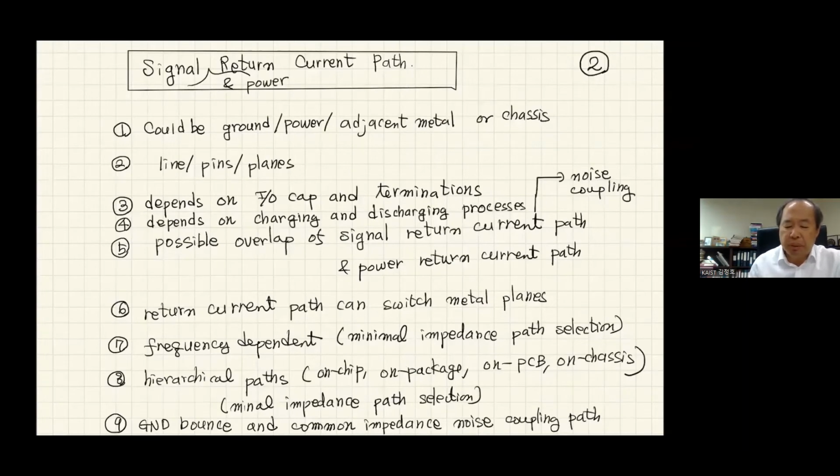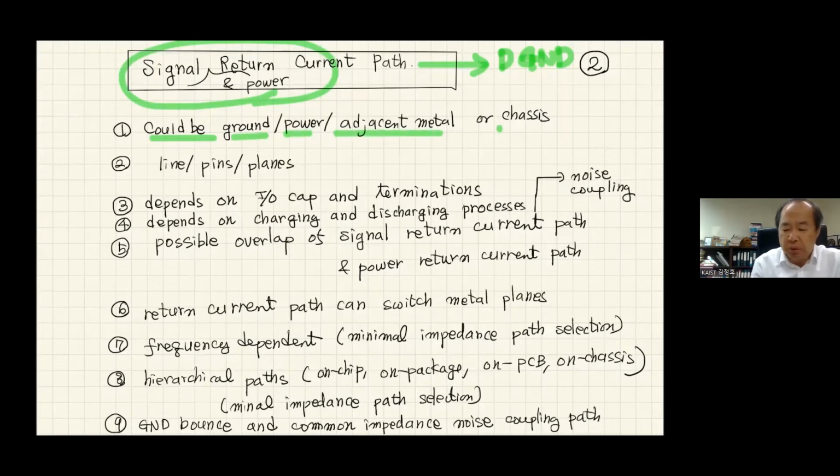So this will be the summary of class right now. Signal return current path and signal and power return current path. That is the definition of digital ground. And number one, digital ground could be ground, power, or adjacent metal or charge. Any metal could be serving as a return current path, and that should be defined as digital ground.